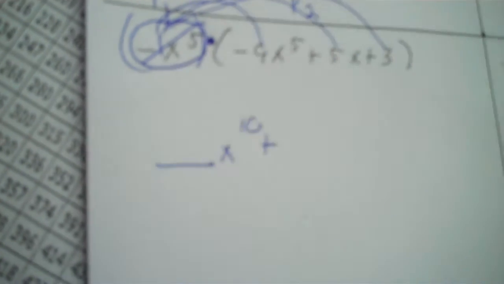So x to the 10th. There is no x to the 9th. There's no x to the 8th. There's no x to the 7th. The next time I come across it, it's x to the 6th. And then there is an x to the fifth, and that's it. I don't have x to the fourth, third, second, first, or any constants. So I have 9, -5, and -3. Okay.